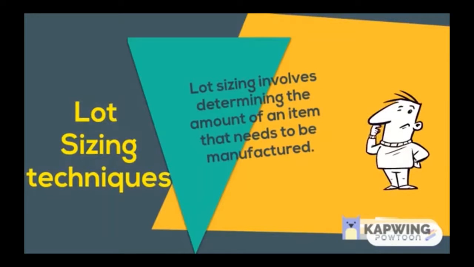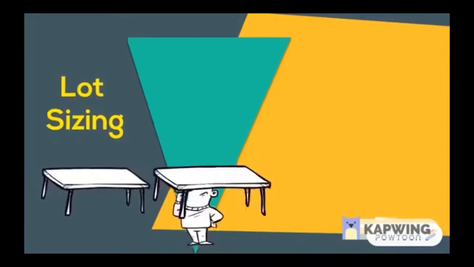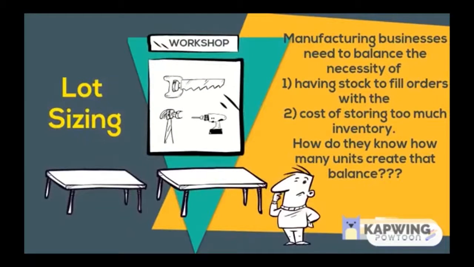So in order to get more knowledge about MRP, let's look into the lot sizing techniques. Lot sizing involves determining the amount of item that needs to be manufactured. So, manufacturers need to balance the stock to fulfill orders with the cost of inventory. How do they know how many units to create that balance?